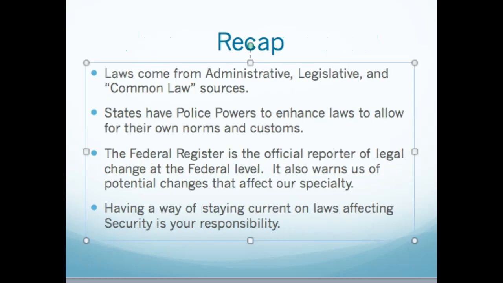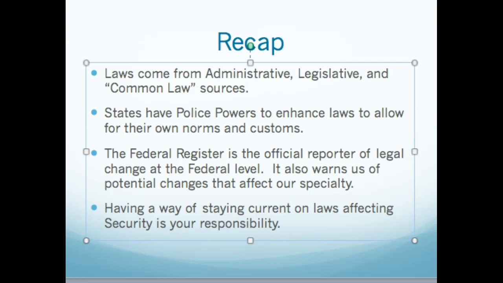So let's recap a little bit. Laws come from administrative, legislative, and common law sources. Common law sources meaning case law. States have police powers. They can enhance laws to allow for their own norms and customs, and it's not just states. It's states, counties, cities, other municipalities, townships, boroughs, what have you, can all put their unique spin on a law, so long as they don't go outside the confines of that law.